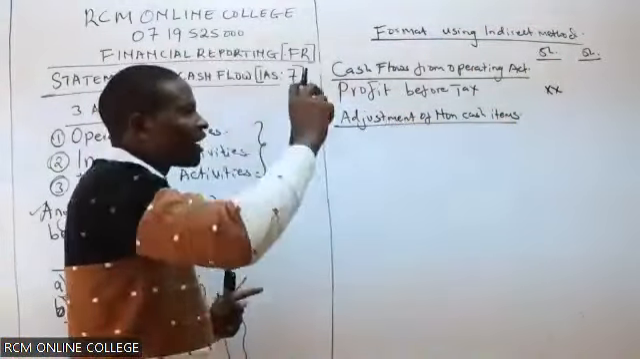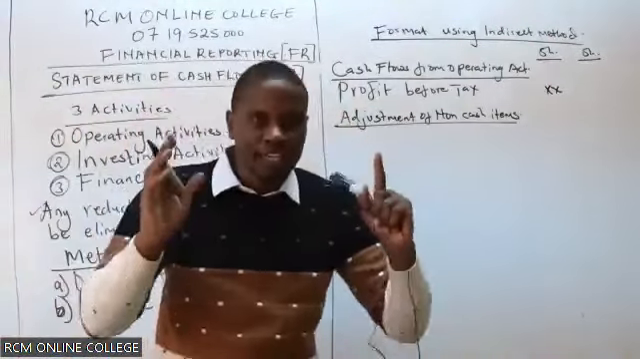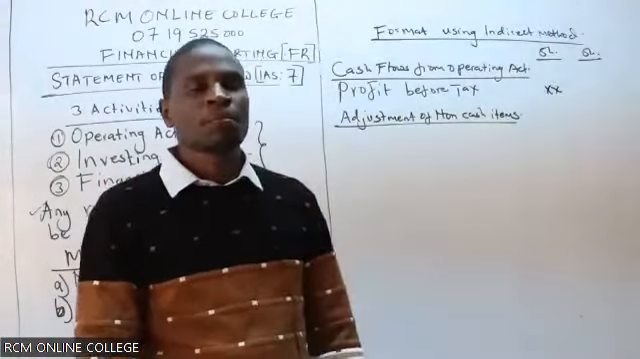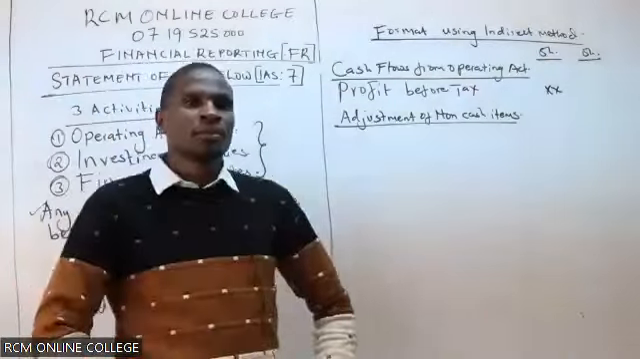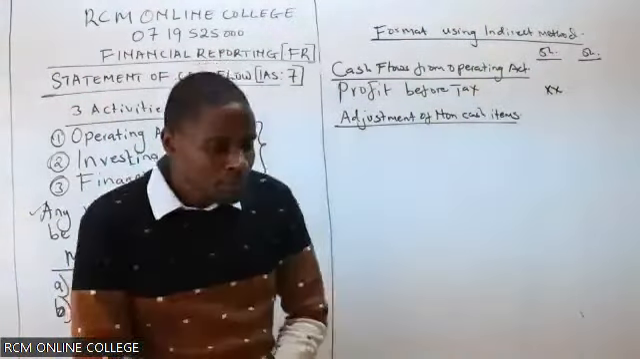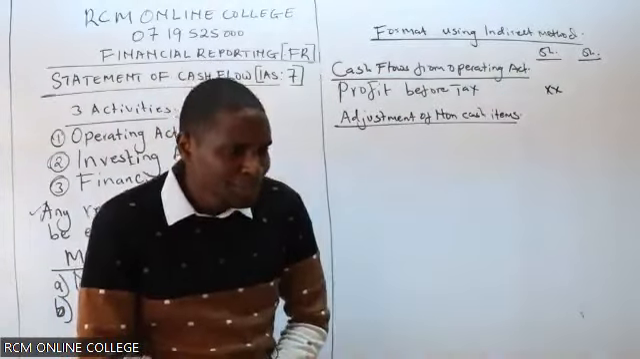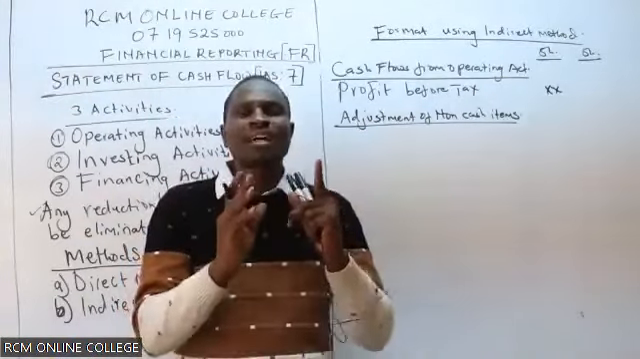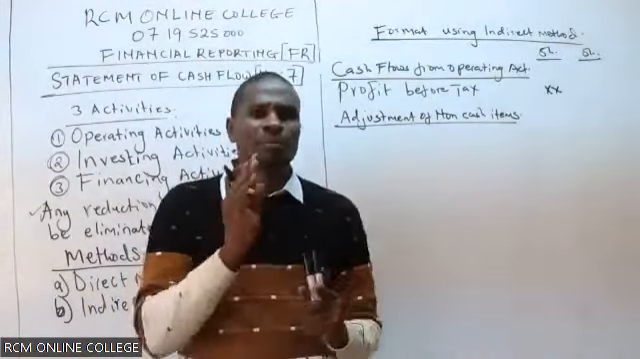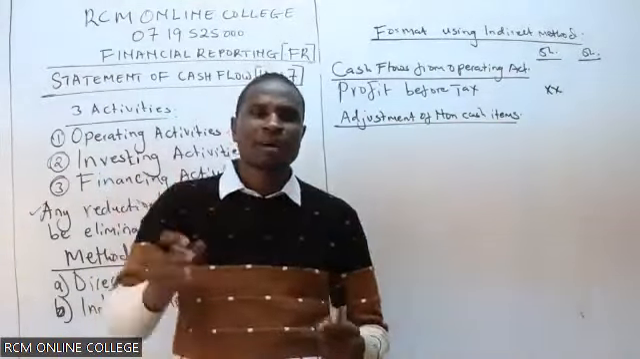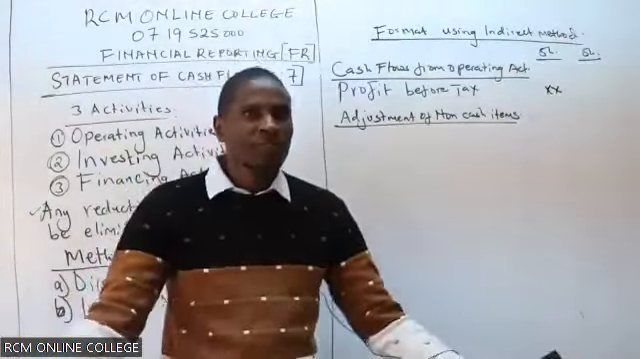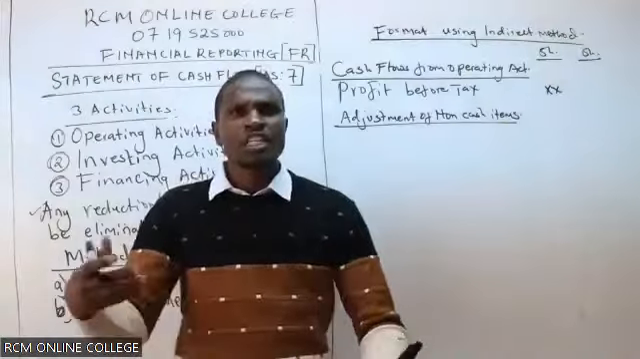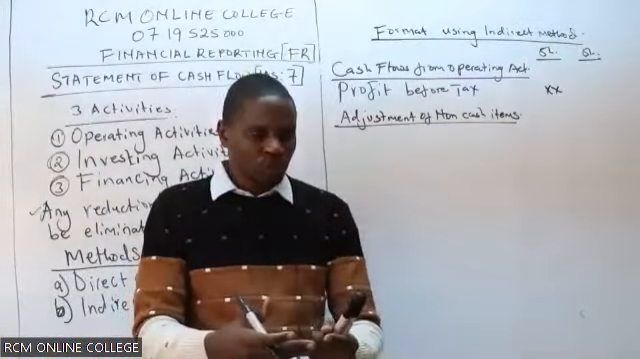Adjustment of non-cash items. Who can give me one of the non-cash items that you know? Just give me one. Impairment, depreciation. Thank you so much. Non-cash item. Something that is a provision. Remember, depreciation is a provision. An accountant sits there and says, let's provide for depreciation at a rate of 25%. Provision. Gain on disposal. Those are just provisions.